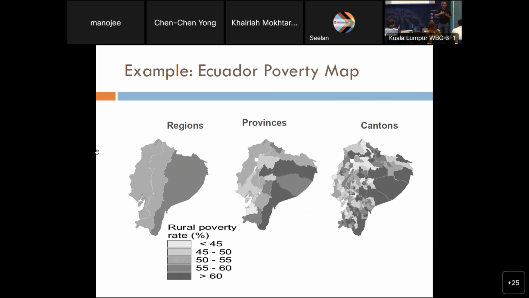Once you have predicted household income and consumption for every household inside the population census, you can aggregate it up to, say, the district, province, or municipality level. That's what they did in Ecuador. Here again, you can see that even at the regional level, you observe stark differences in poverty in Ecuador. But within those poorer regions, you'll find pockets of the country where people are just as well off as they are in the richer provinces.